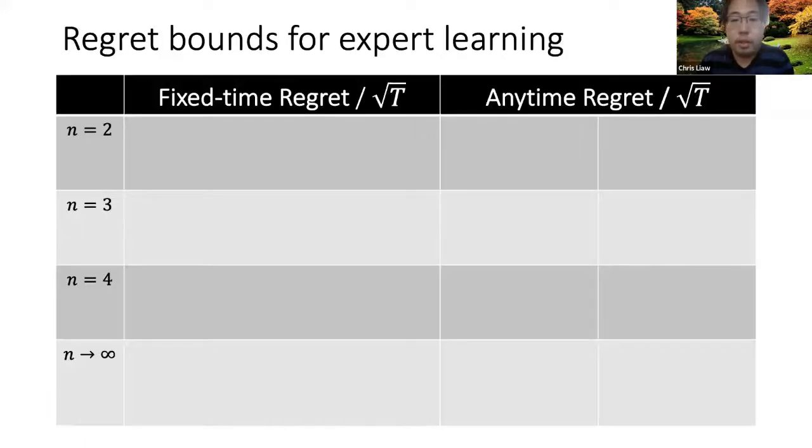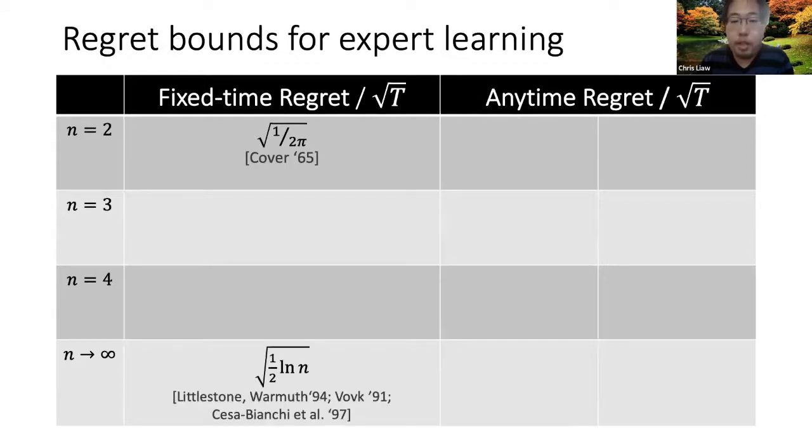So let me go over some history of the problem, and I'll state all the known results after they have been normalized by square root t. So in the fixed time setting, Thomas Cover showed that the optimal regret is 1 over square root 2 pi. And this is both the upper bound and the lower bound. When the number of experts is very large, it is known that the optimal regret is square root 1/2 times ln n. And this is achieved with the famous multiplicative weights update algorithm.